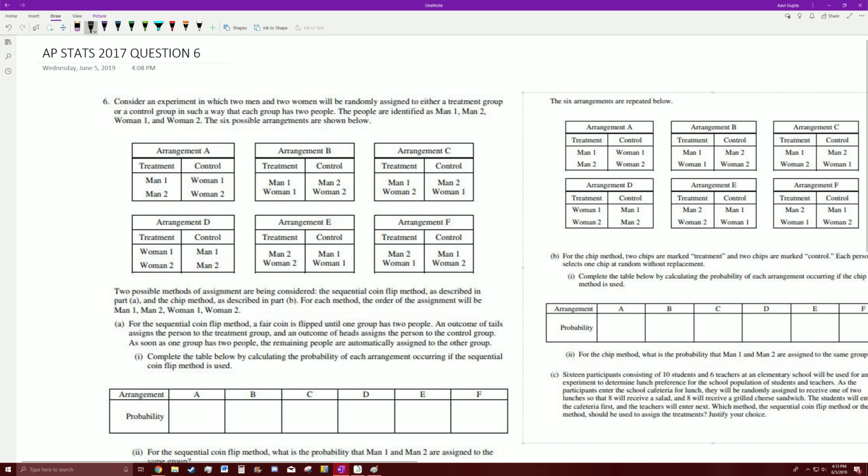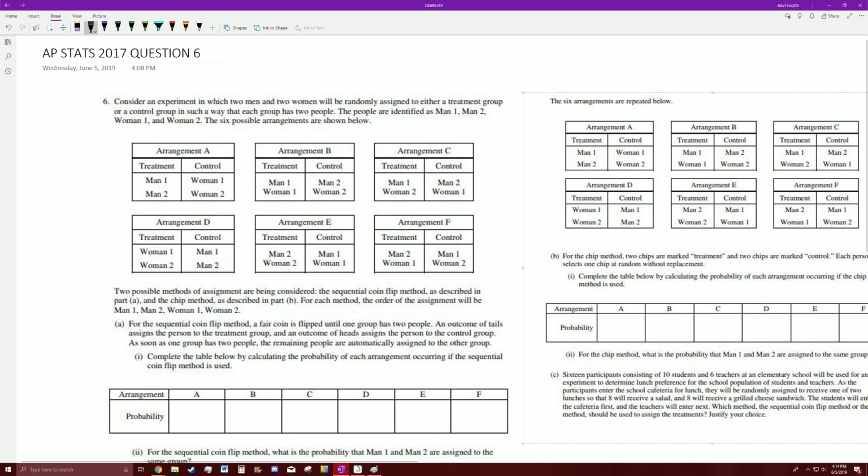2 possible methods of assignment are being considered, the sequential coin flip method as described in Part A and the chip method as described in Part B. For each method, the order of the assignment will be man 1, man 2, woman 1, woman 2. So the order in which they're assigned matters. What that basically means is that man 1 will get the coin and flip it. If he gets heads, he gets X, and if he gets tails, he gets Y. Then man 2 will go, and then woman 1 will go. And based off where each lies, the probability of each arrangement is changed.